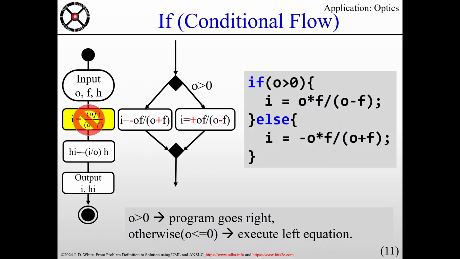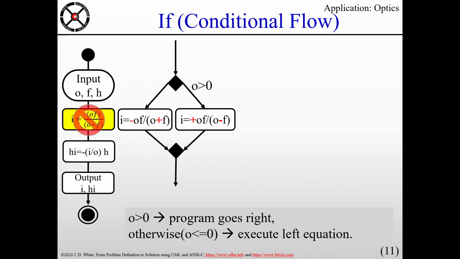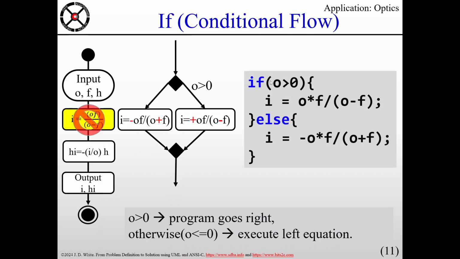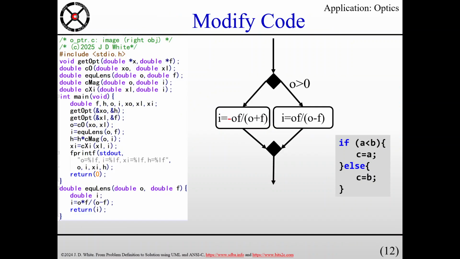Now if we want to move that to C code, how do we express this UML in C code? Very simple. If O is greater than 0, use O times F divided by O minus F. Else, use I equals minus O times F divided by O minus F. So I now have an if statement. So if we are modifying our original code, I'm going to have to use an if-else structure here.